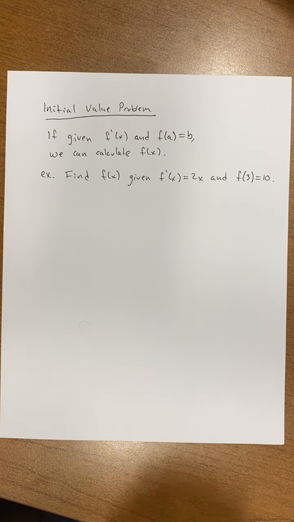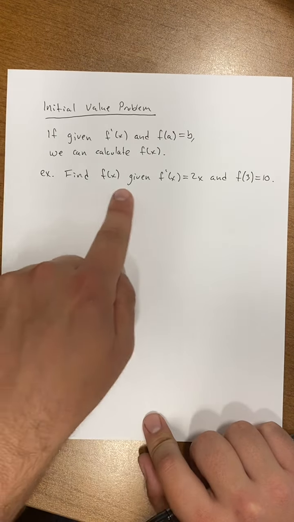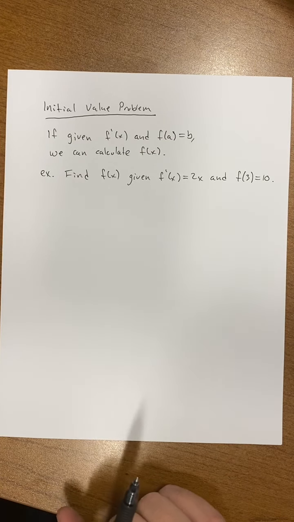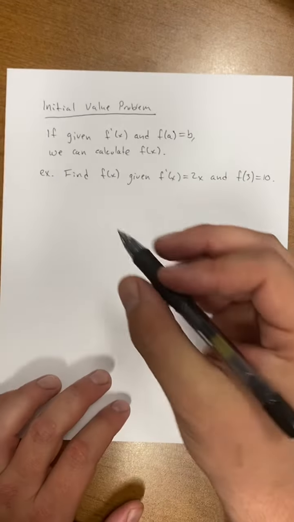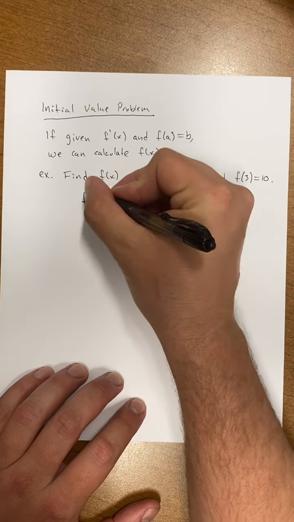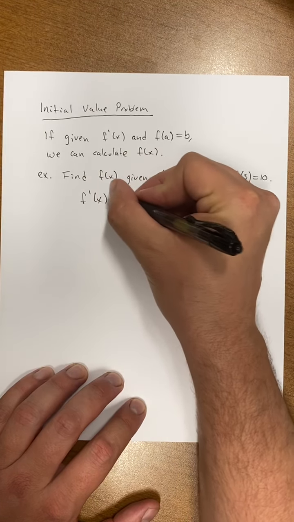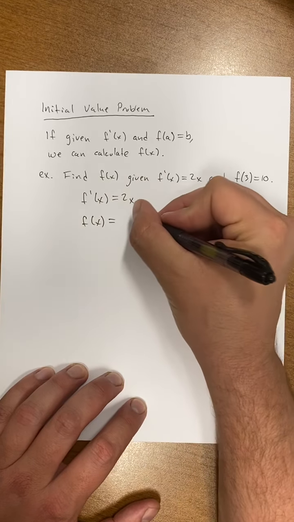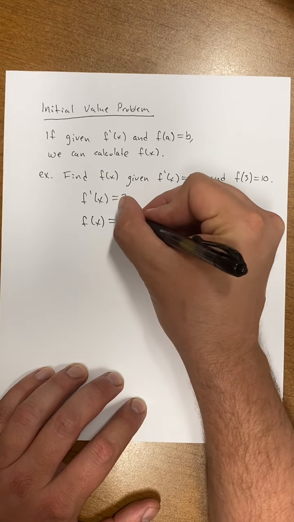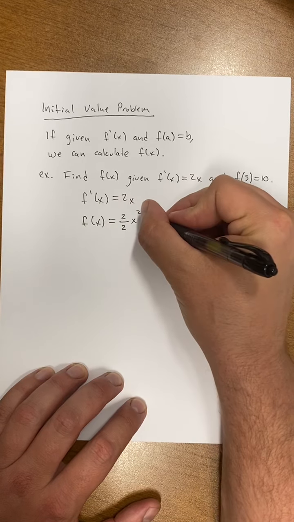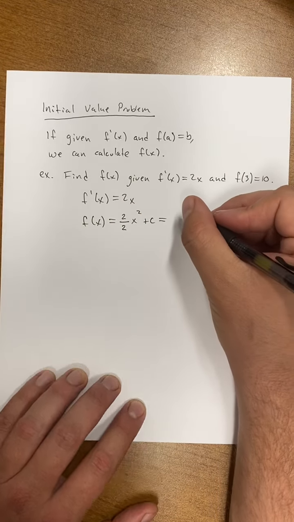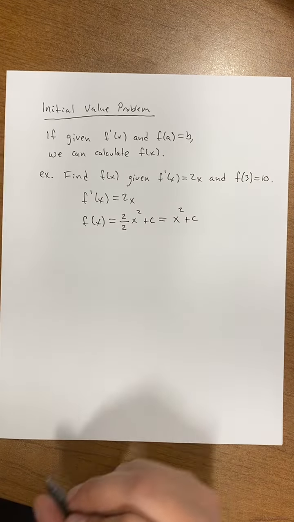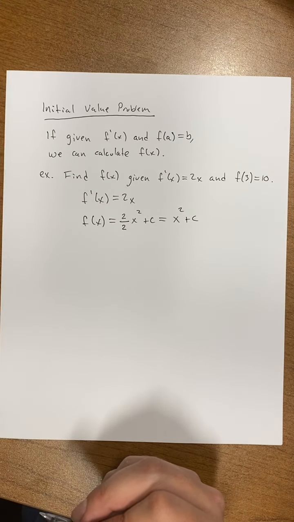So in this example, find f of x given f prime equals 2x and f of 3 equals 10. So if we have f prime, we can take the antiderivative and get f of x. So the antiderivative of 2x is x squared plus c.